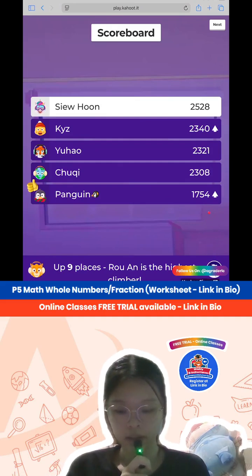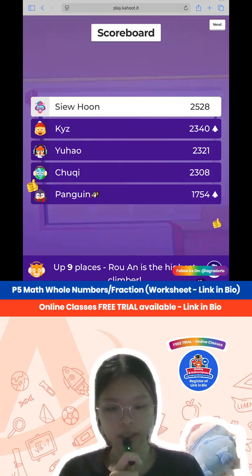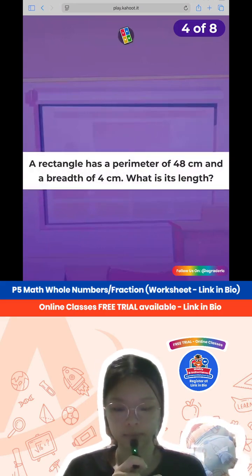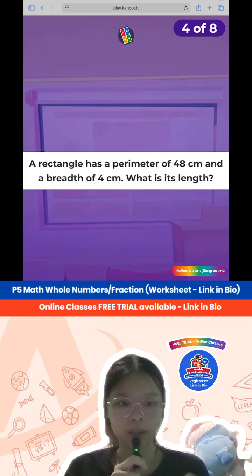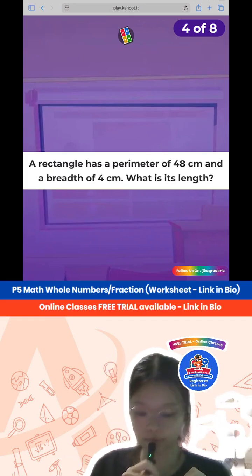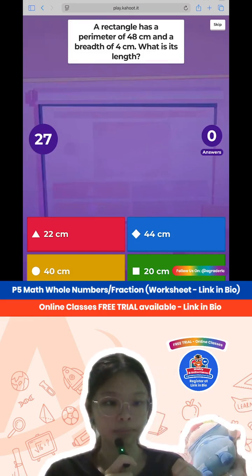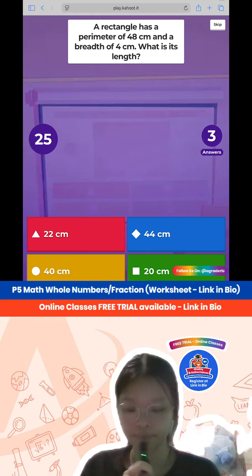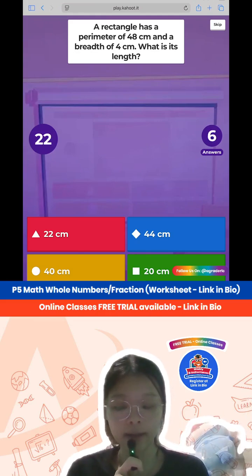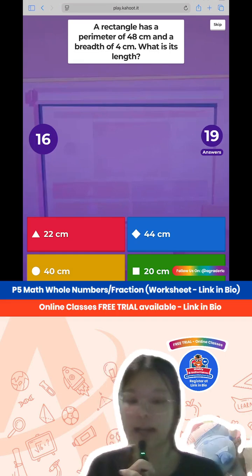Okay, not a lot of changes. Okay, question 4. Oh, Grace again. 5736502. Okay, the question is, a rectangle has a perimeter of 48 centimeters and a breadth of 4 centimeters. What is its length?